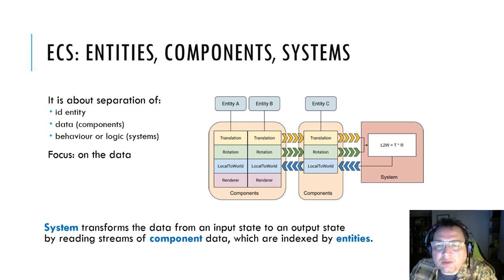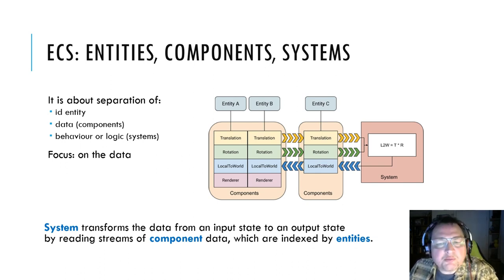You have a number of entities here, a number of data components, and one system that just takes the stream or several streams of input data and does some basic calculation. In this case, this system combines translation and rotation to produce the combined local to world transformation. And this transformation produces the output stream sent to another component data.